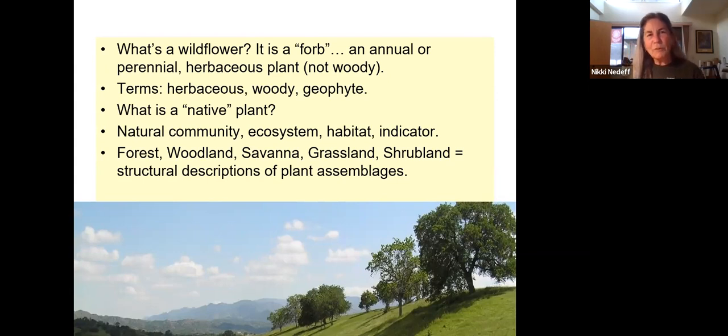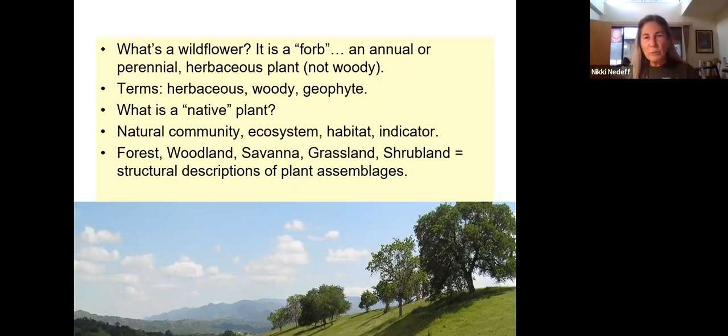So we talked about what a wildflower is. We talked about what a native plant might be. Now, what about a natural community, an ecosystem or a habitat? Those are technically plant assemblages that you must consider in an environmental context. Plant assemblages that interact with things in their environmental context, like insects, soil fungi, birds, mammals, physical things like fire or floods.